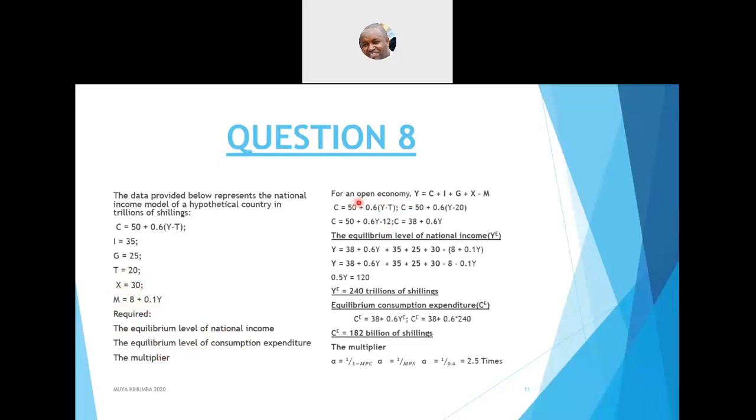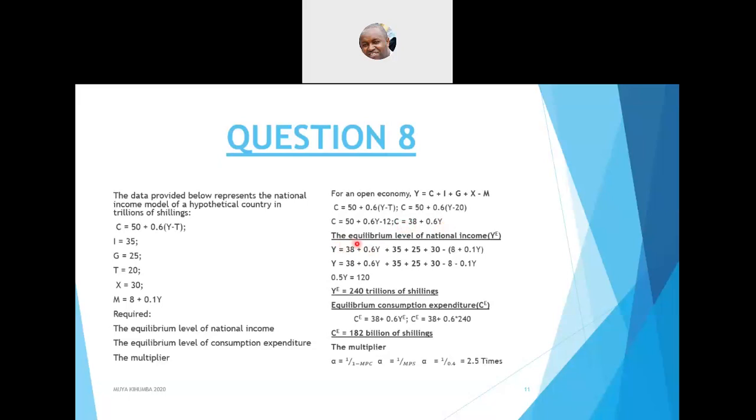Now, we say here that for an open economy, Y should be equal to C plus I plus G plus X minus M. All right? We have to get our C first. It's 50 plus 0.6 Y minus T. We know T has been given as 20. So this is 50 plus 0.6 into brackets Y minus 20. So this would give us our consumption function. C is equal to 38 plus 0.6 Y.